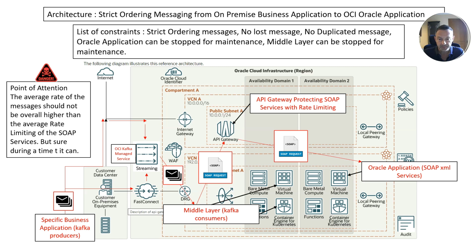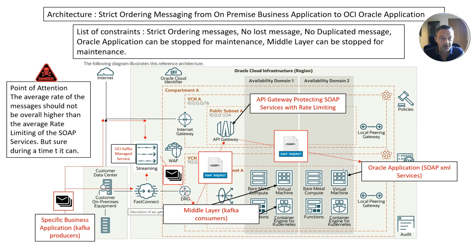So at the end, we will use Kafka. We will send messages from the specific business application to an OCI Kafka managed service, okay, OCI Streaming. Then this middle layer will consume messages and call the SOAP services in order to send information to the Oracle application.